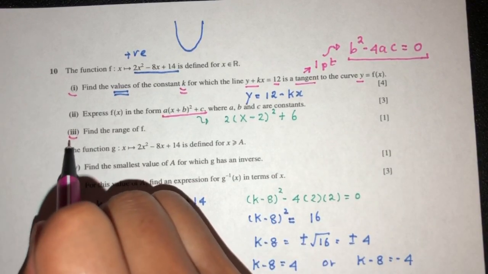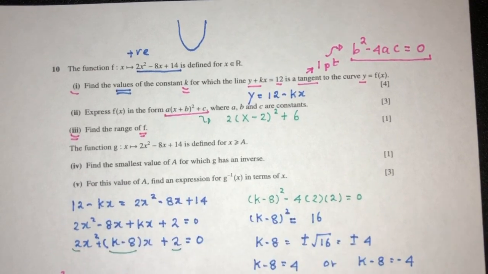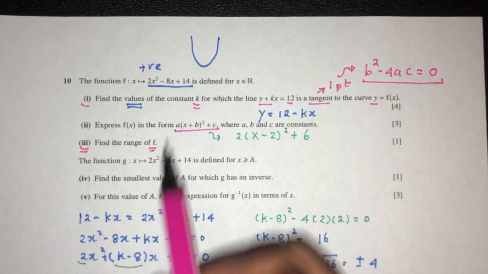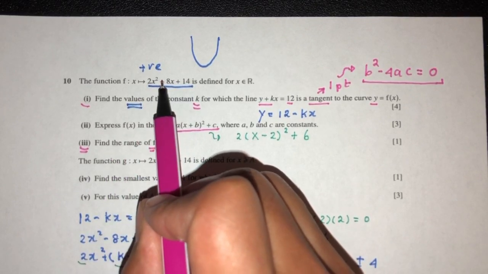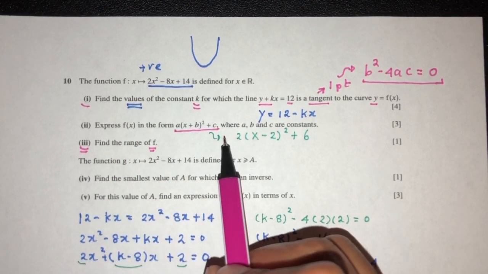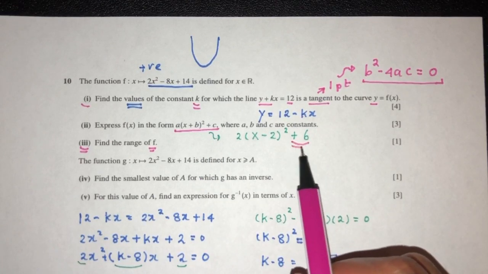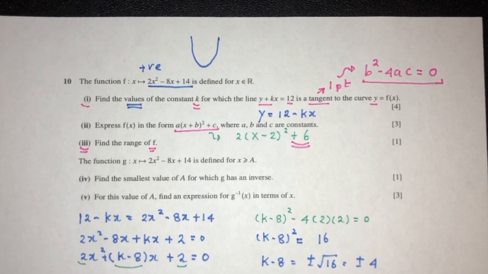Now part 3, find the range of f. So pretty easy. We understand that the shape will be somewhat like this. Now again, there's a reason why they asked you to change that into this. When it is in this form, we understand that the value at the back is the stationary value, right?